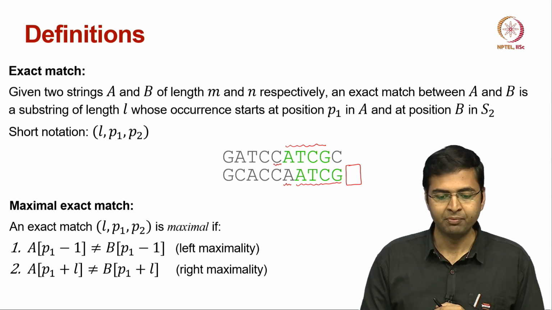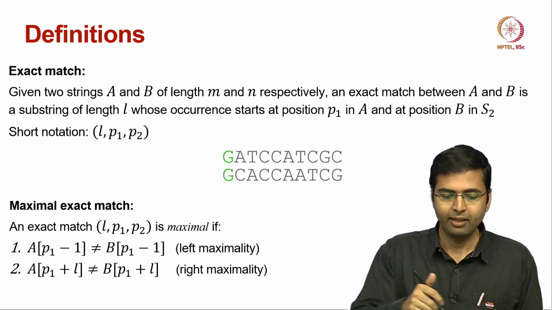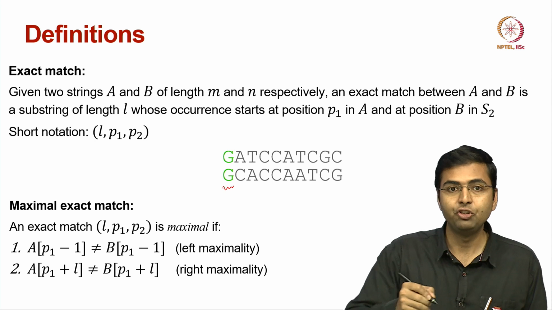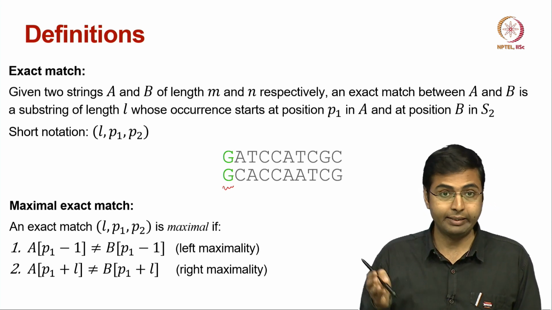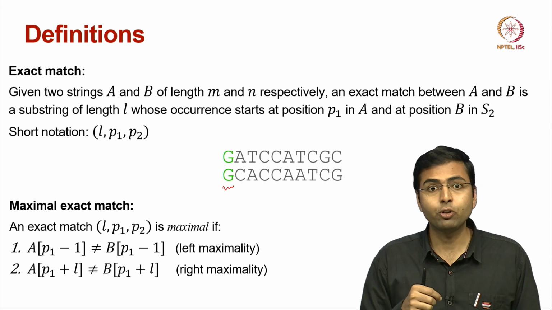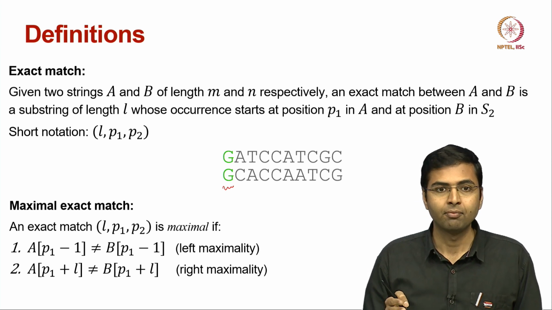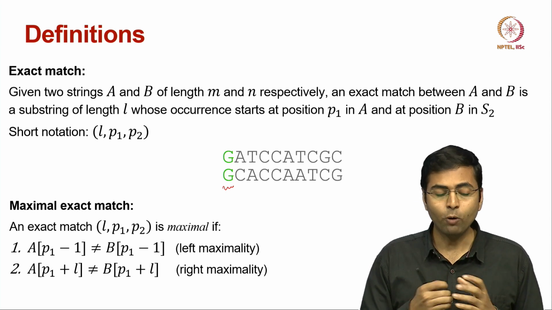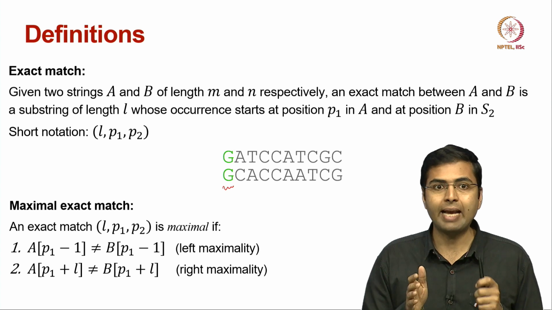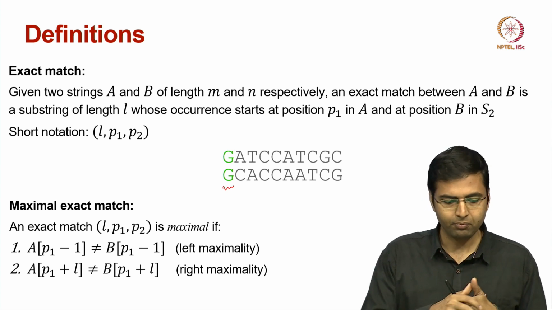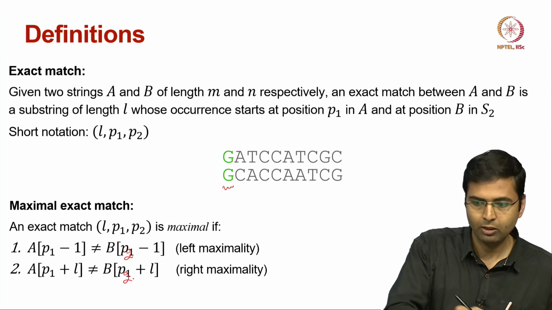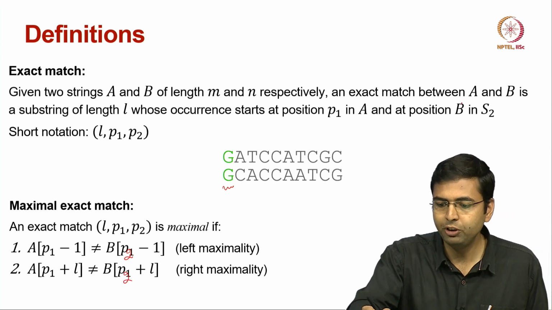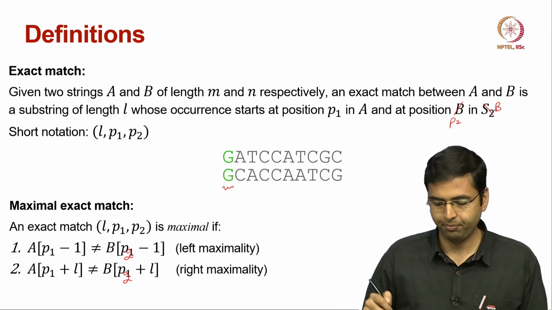Similarly, again this G is a maximal exact match as well, because you cannot extend it towards the left as well as you cannot extend it towards the right. So, I hope by this the definition of maximal exact match is clear. Just to make this correction, this should be P2 and this should be at position P2 in B.